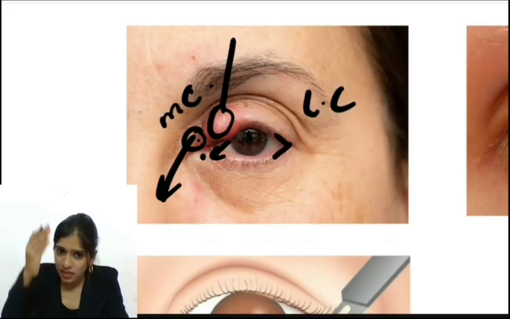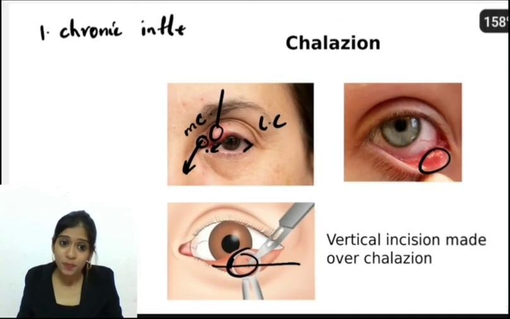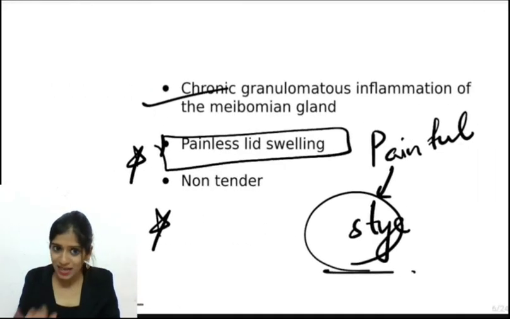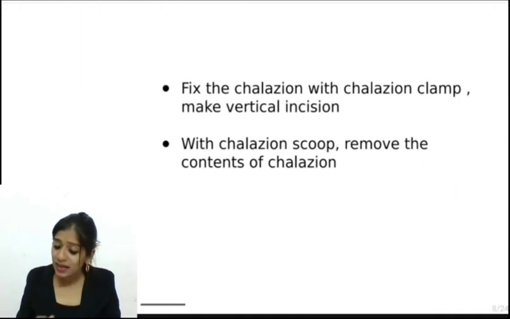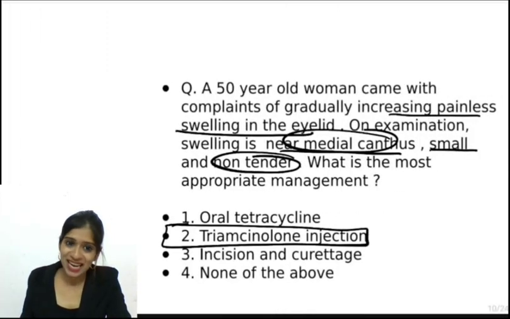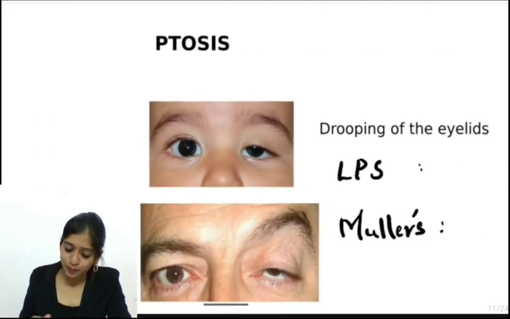So initially, since it is given that the nodule is near the medial canthus, instead of operating, meaning cutting there, instead of doing incision and curettage, you will try giving him what? Intralesional steroid injection. You can try that initially. Now, in very recurrent cases, it's better you go for a biopsy of that lesion to rule out malignancy, sebaceous gland malignancy. So that is about chalazion, a very simple topic.